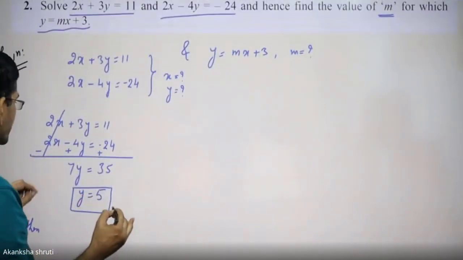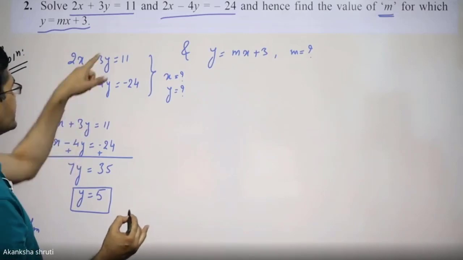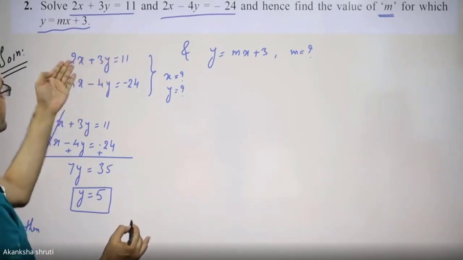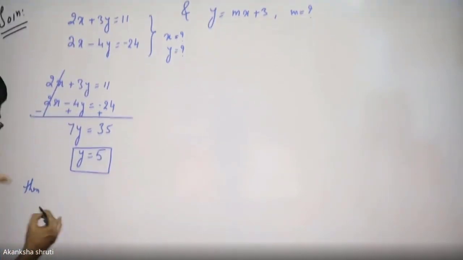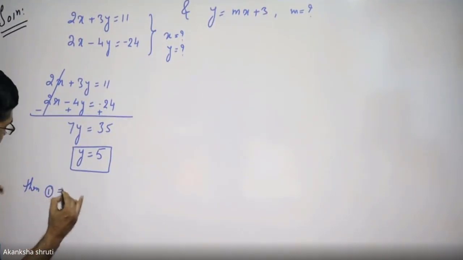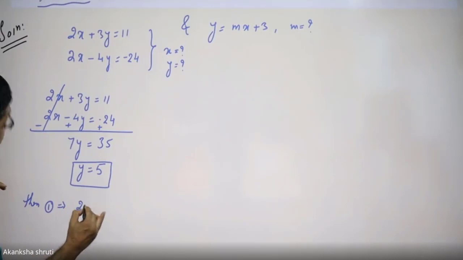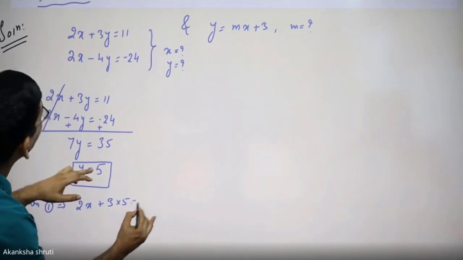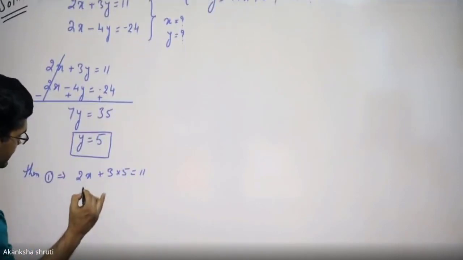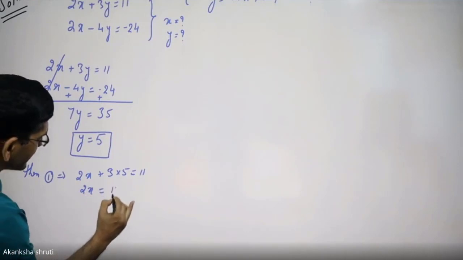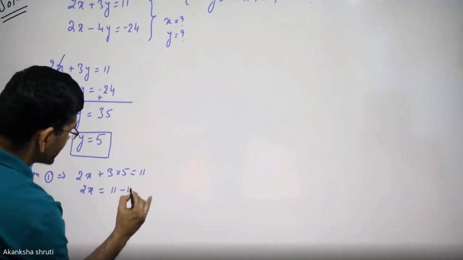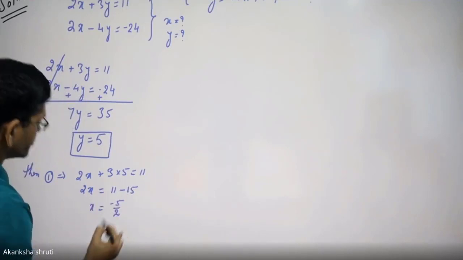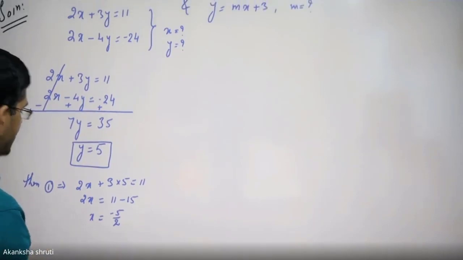For x, I had told you, do not again go for eliminating the coefficient of y. A better way is to find x by using any one of equations 1 and 2 by substitution. So use equation 1. This gives us twice of x plus thrice into y, which we have calculated is 5, equals 11. So twice of x equals 11 minus 15, and x is minus 5 by 2. This way x is calculated.